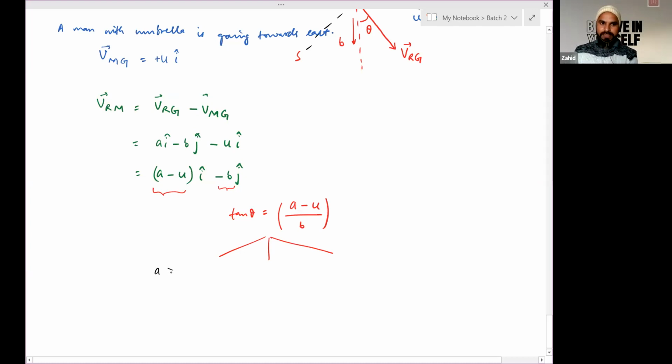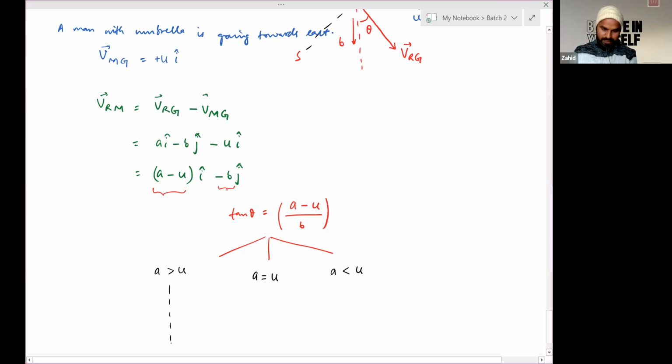This theta would have three different cases depending upon the values of A and U. If A is greater than U, theta will be an acute angle. If A equals U, this whole term would be 0, meaning theta will be 0, so the umbrella would be along the vertical direction. And if A is less than U, this whole fraction will be negative, so theta will be obtuse.